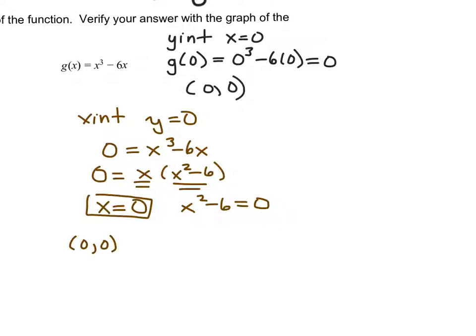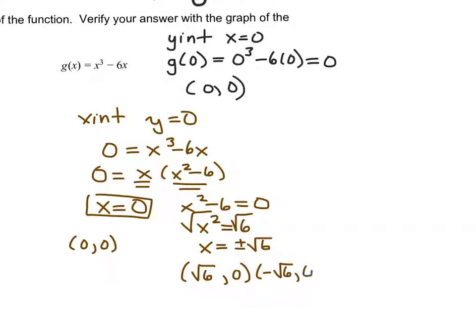Now the second factor, a little trickier. What I'll do though is I'll add 6 to both sides, so I'll get x squared equals 6. And then if you remember from algebra, I can take the square root of both sides, but when I do, remember I'm going to add a plus or minus. So I actually have two numbers, plus or minus square root of 6. So the two other x-intercepts I'm going to have are (square root of 6, 0), (negative square root of 6, 0), and then, of course, (0, 0).